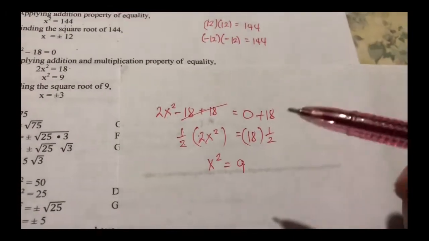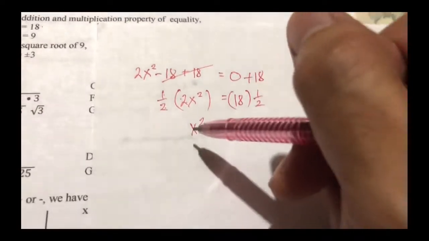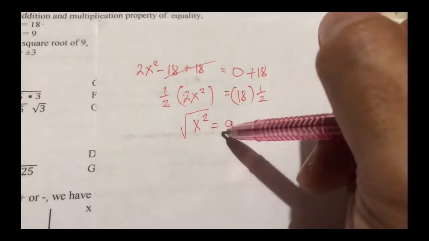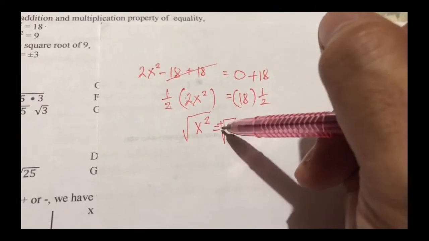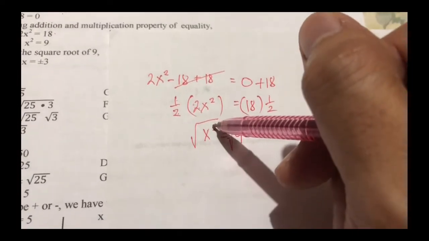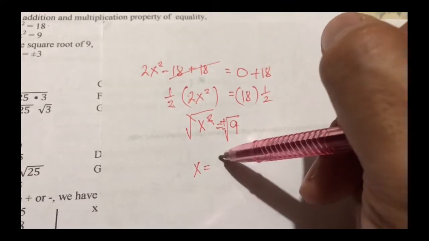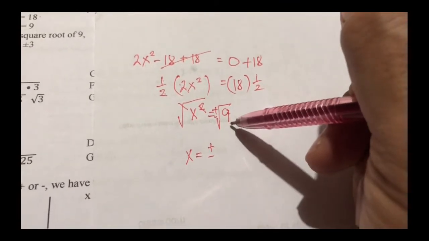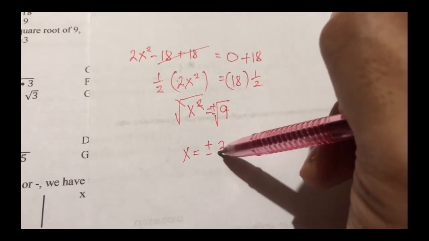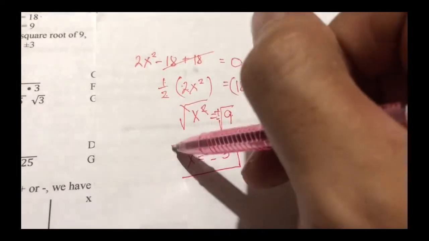And then, we're going now to take the square root on both sides. Plus and minus pero yan. So matatanggal yung exponent at saka yung radical sign. X now is equal to positive or negative. What is square root of 9? That is equal to 3. And that will be D. And this is the answer.